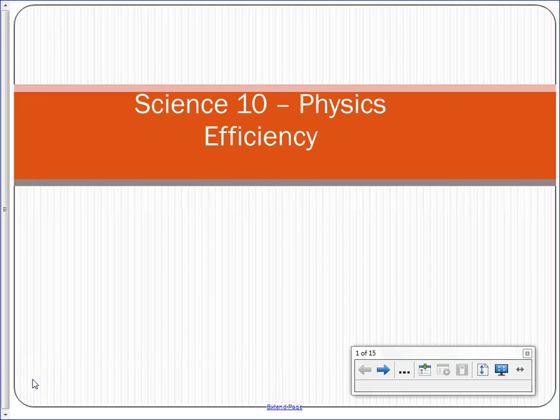Okay, guys, welcome back to your last part of the Science 10 Physics unit, which is talking about efficiency. So far, we've talked about energy transfer, the development of the steam engine, kinetic and potential energy. Now we're going to merge it all together in one little fun calculation.